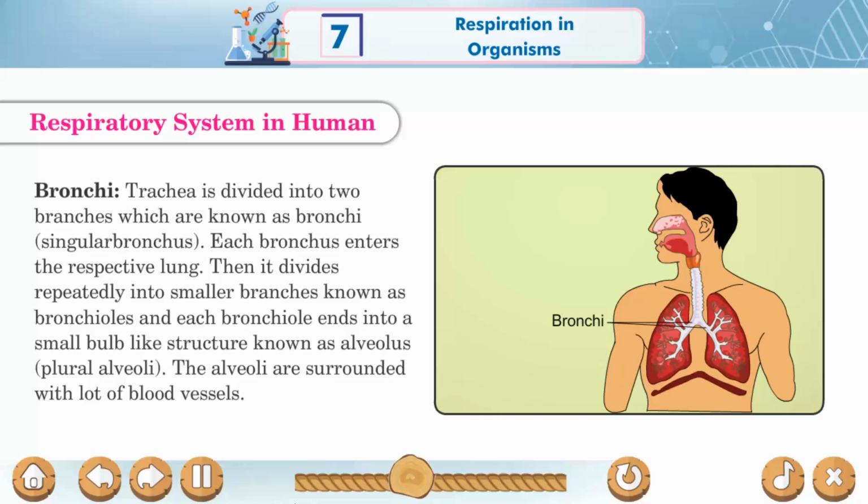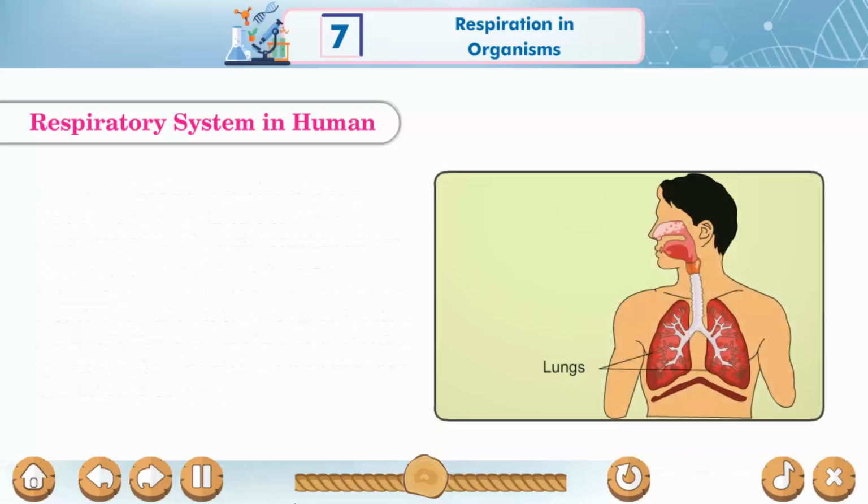Bronchi. Trachea is divided into two branches, which are known as bronchi, singular bronchus. Each bronchus enters the respective lung. Then it divides repeatedly into smaller branches, known as bronchioles, and each bronchiole ends into a small bulb-like structure, known as alveolus, plural alveoli. The alveoli are surrounded with a lot of blood vessels.